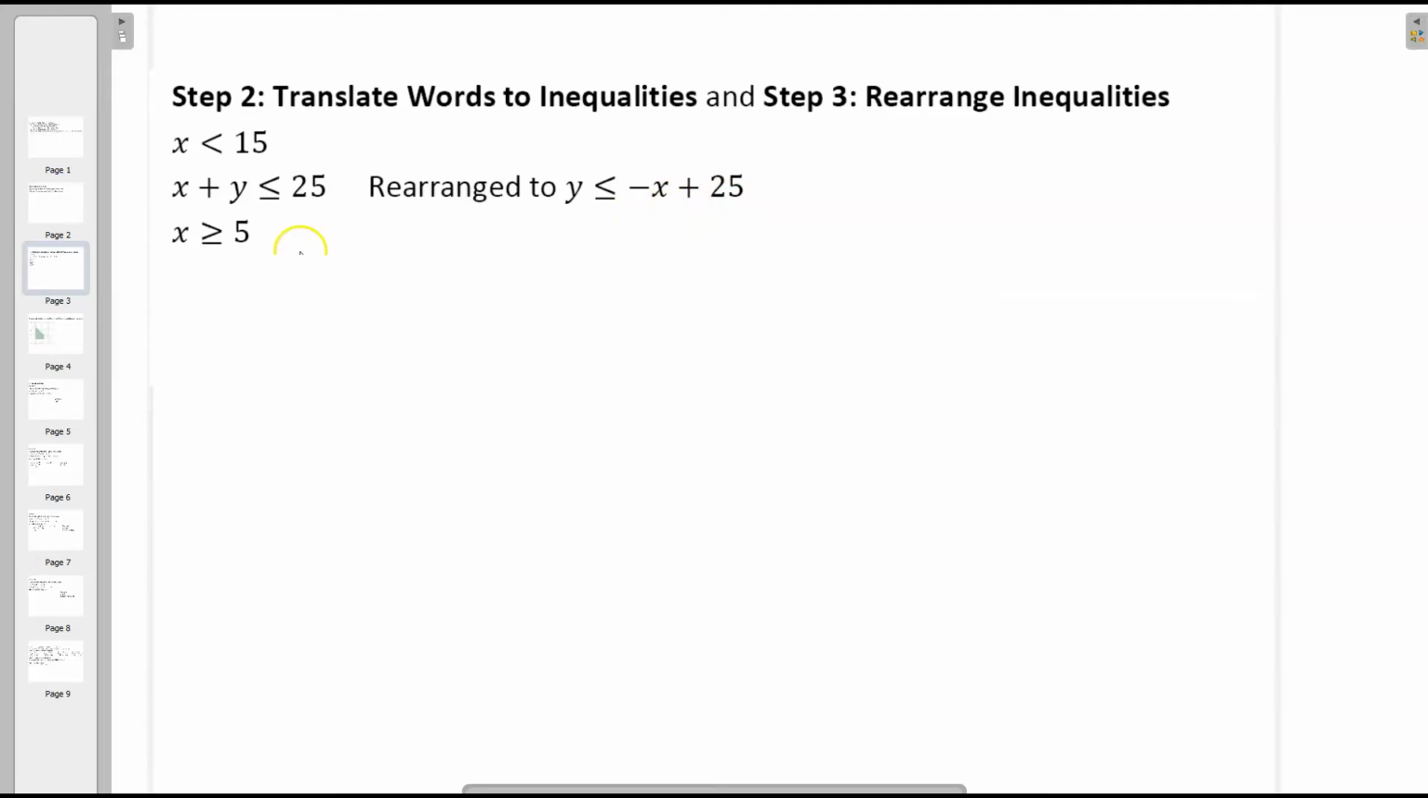The shop sells a minimum of 5 slices of pizza per hour, so that's X must be greater than or equal to 5. The shop must sell at least 5 whole pizzas per hour, so that means Y must also be greater than or equal to 5. And as always, we can never have negative sales of pizza slices and pizzas, so X must be greater than or equal to 0, and Y must also be greater than or equal to 0.